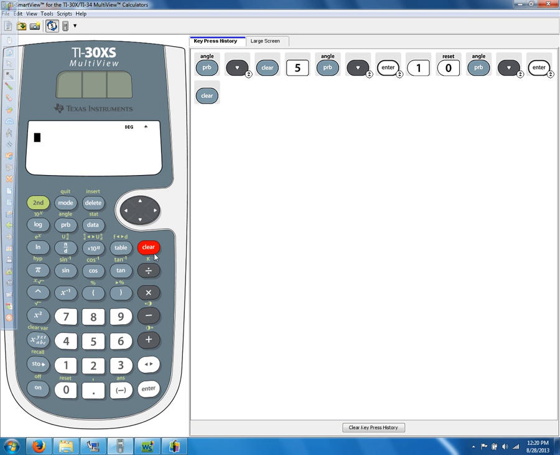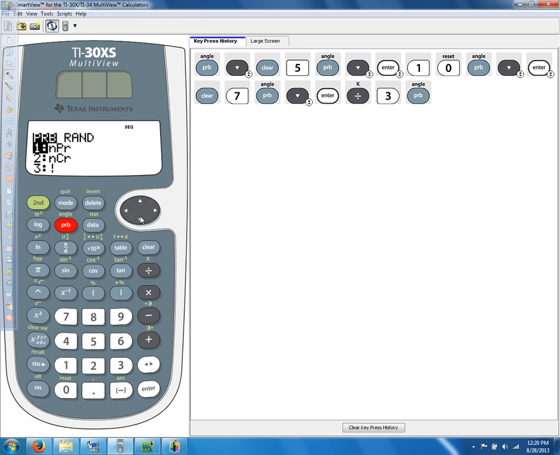So let me clear this. I'm going to do 7, and then I'm going to go down to factorial, and I'm going to divide by 3 and go to the factorial. So there's what the calculator says, 7 factorial divided by 3 factorial. And I hit enter. 840.